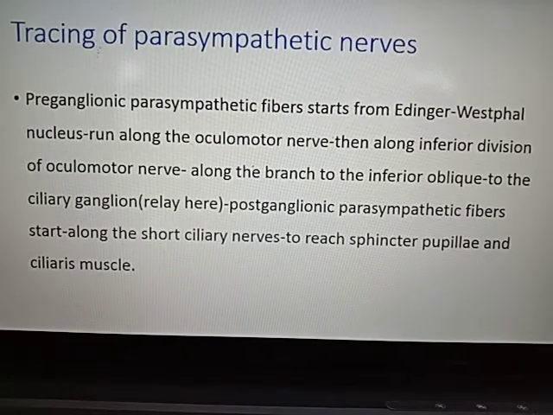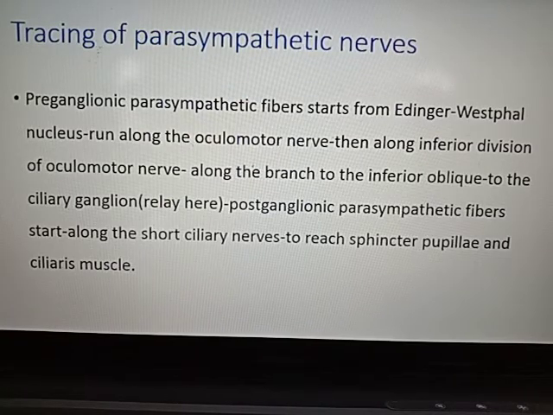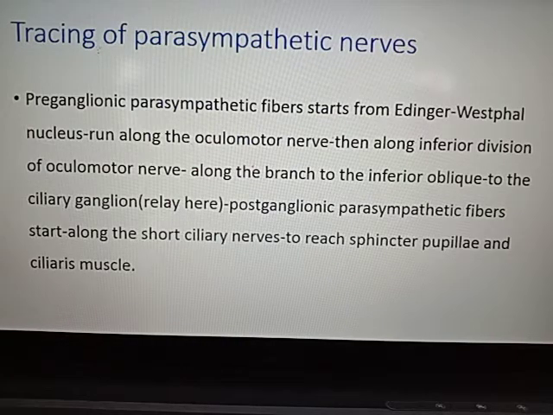Then it runs along the oculomotor nerve, then along the inferior division of the oculomotor nerve, and along the branch to the inferior oblique to the ciliary ganglion, and relays here, forming a synapse. The postganglionic parasympathetic fiber starts from this ciliary ganglion along the short ciliary nerve to reach the sphincter pupillae and the ciliaris muscle. So this is the tracing of this parasympathetic nerve.